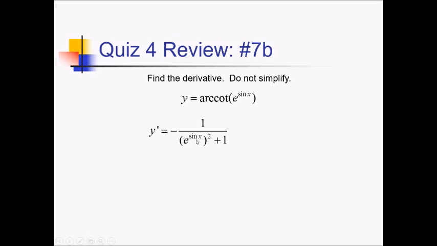But now we have an e to the sine of x in there. Next, I multiply by the derivative of this next function in. So we have e to the something here. Derivative of that is also e to the something, e to the sine of x in this case. Finally, derivative of sine of x is going to be cosine of x. So we'll multiply by that as well. And this is it. No need to simplify.